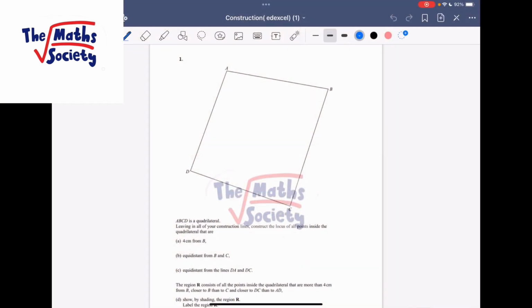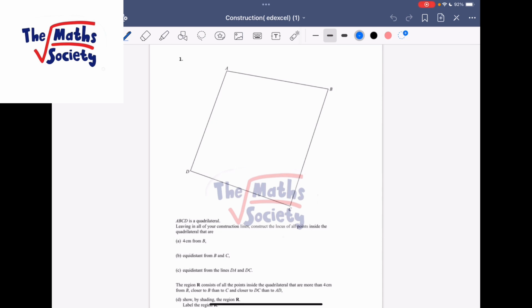This week we'll be doing construction, which is another Excel topic, so let's get right into it. Okay, so for this video, we'll be doing construction. Normally, you do need a compass, a ruler and a protractor to draw the construction.